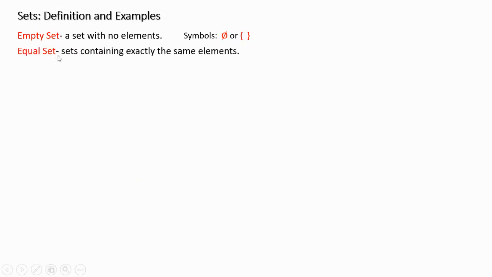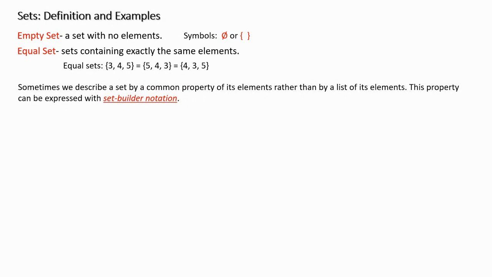Okay, now definition and examples. Empty set. A set with no elements. And here's a notation. These symbols, like the O with a line across it, or the braces with nothing in there, mean empty set. Equal sets. Equal sets contain exactly the same elements. These are equal sets: 3, 4, 5, or 5, 4, 3, or 4, 3, 5. The order does not matter when the sets are equal, as long as each same element is in every set. That means they're equal sets.